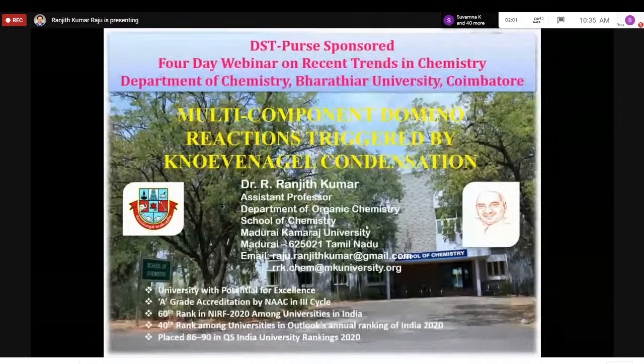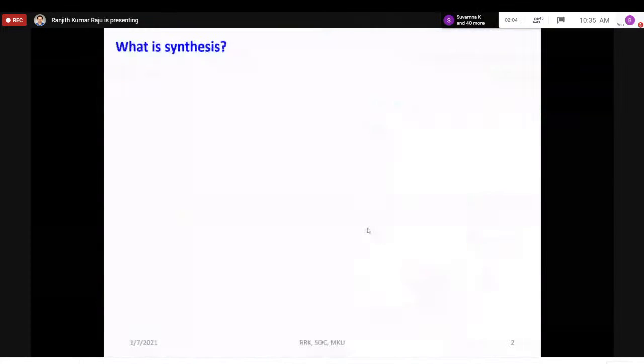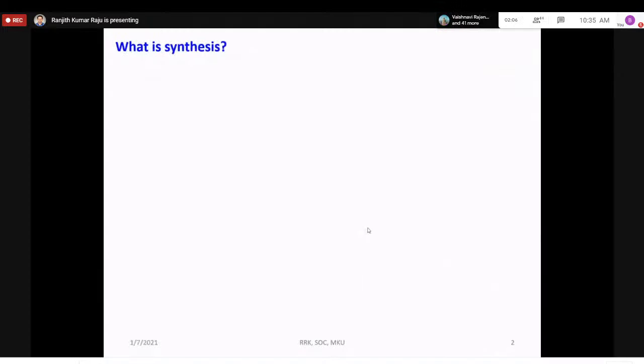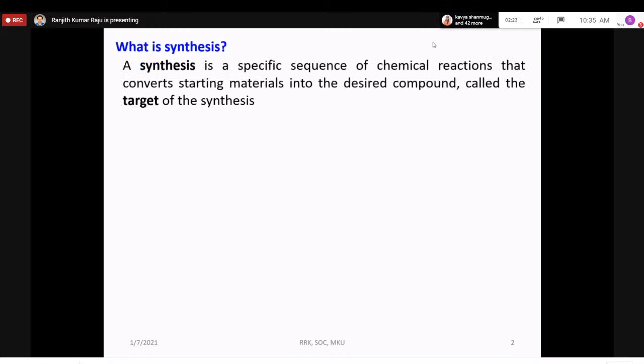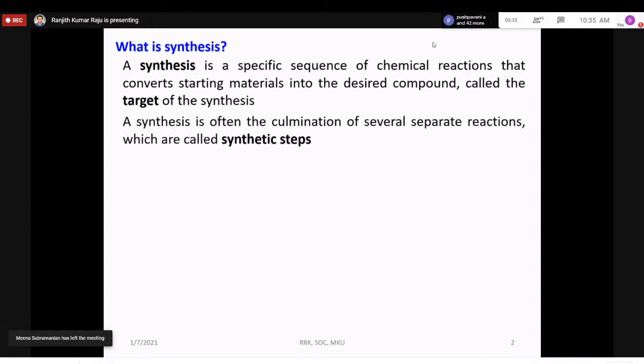Before going directly to the domino reactions, I would like to put a question. What is a synthesis? There are lots of definitions, but of course, you have reactants. You take some reactants and you add some catalyst or reagents, and you get the target, the product. So it's a specific sequence of chemical reactions. It can be one step, two steps, or several steps, which are called the synthetic steps.